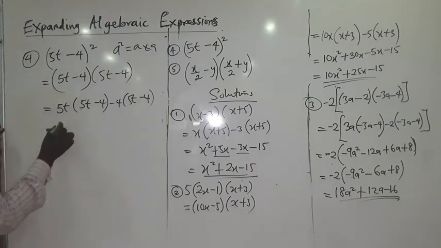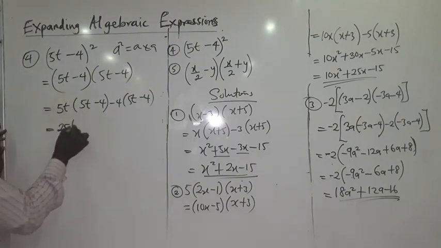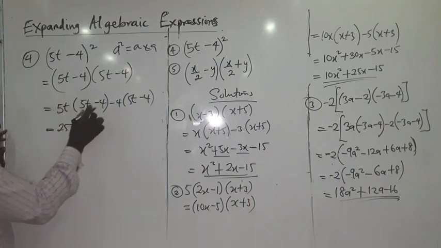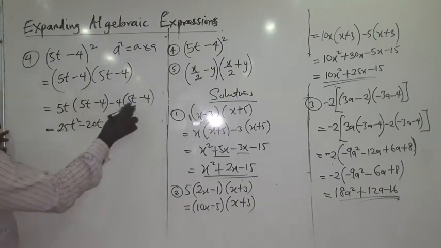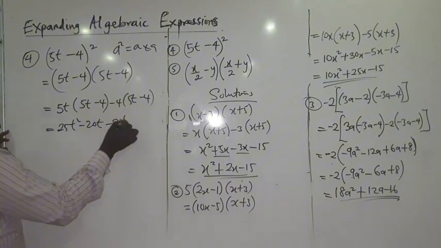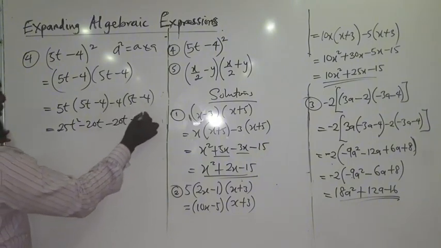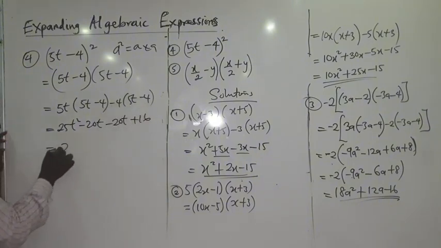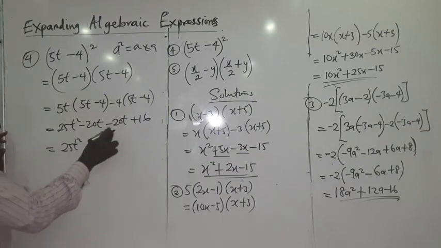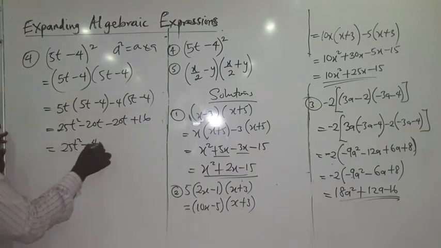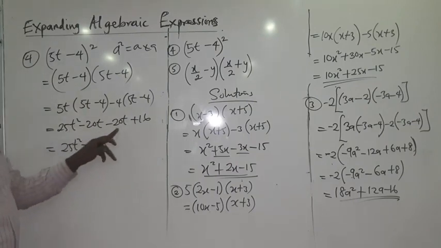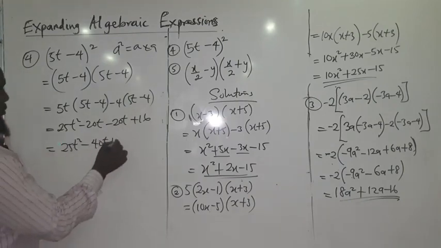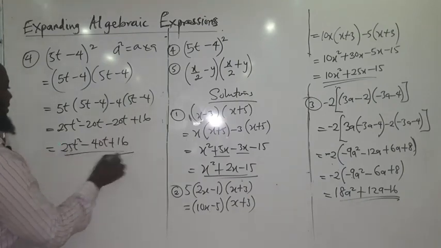5 times 5 is 25. T times t is t squared. 5 times minus 4 is minus 20t. Then plus what? 16. So this will give us 25t squared minus 40t, because you are owing. So minus 40t plus what? 16. So that is the final answer.